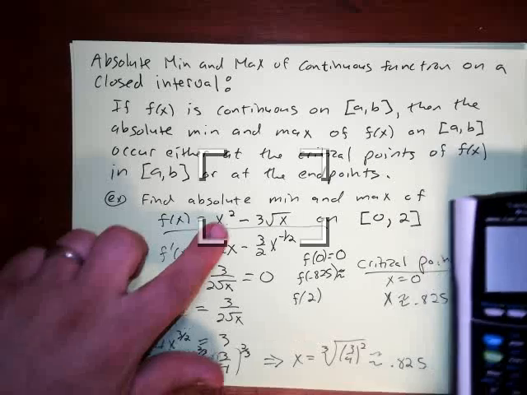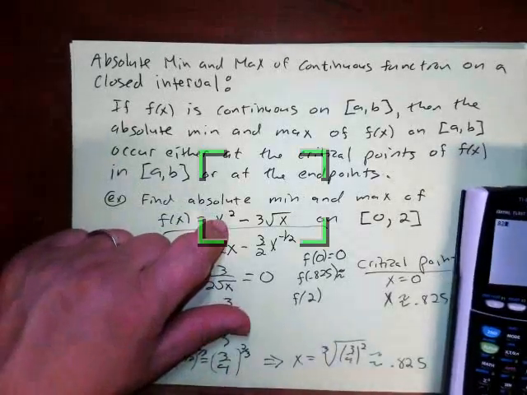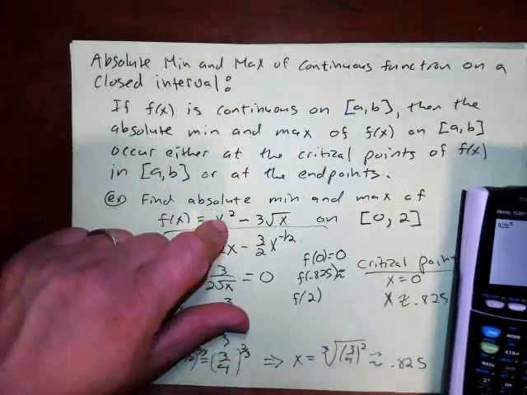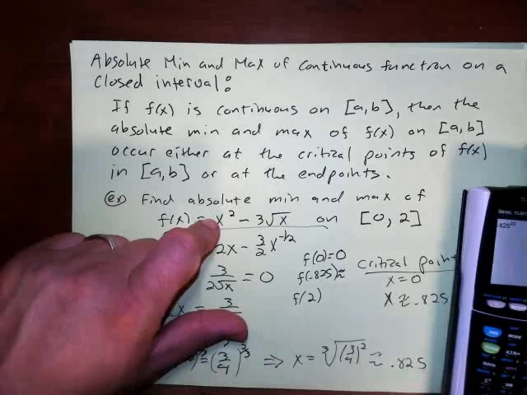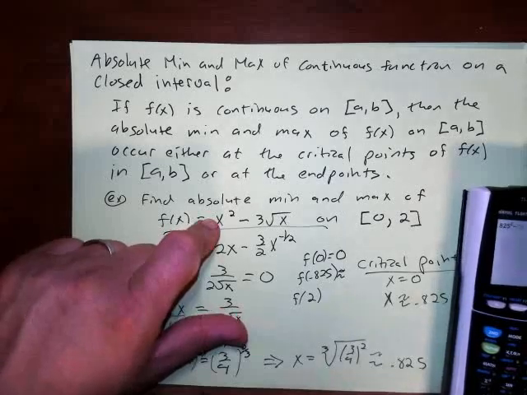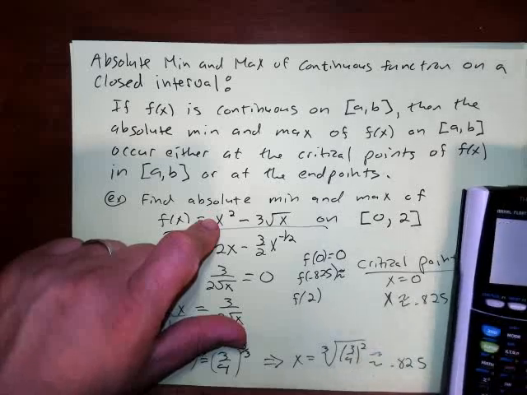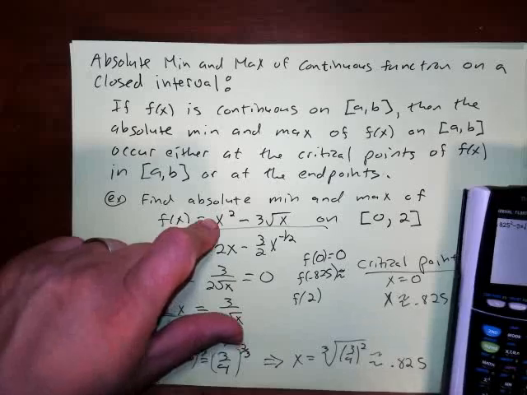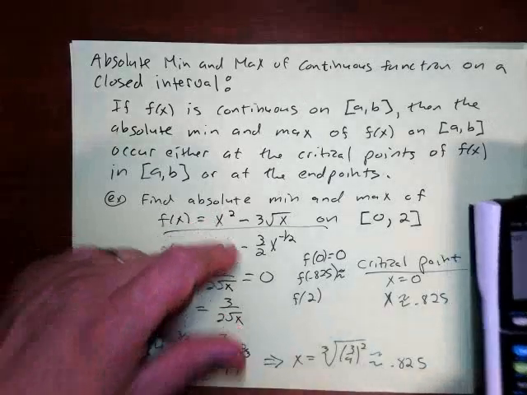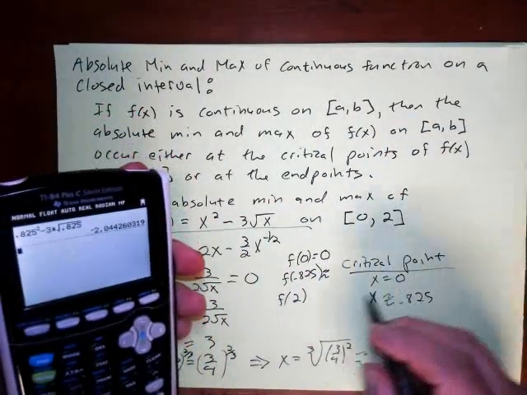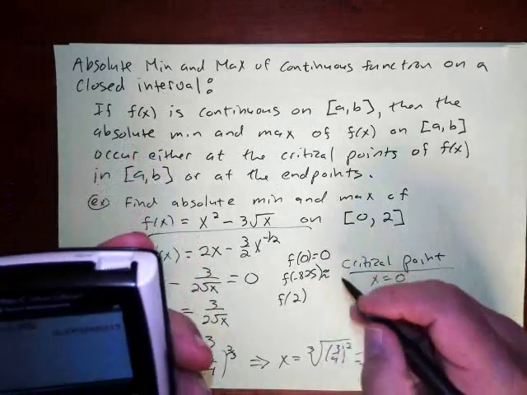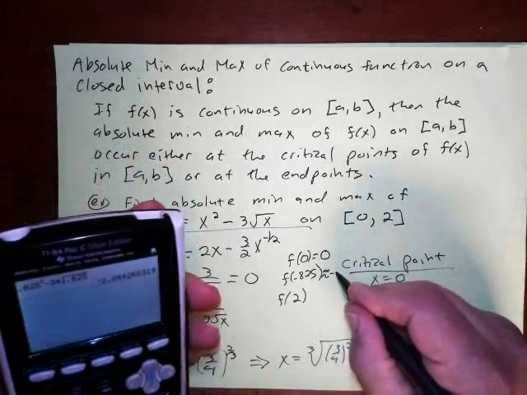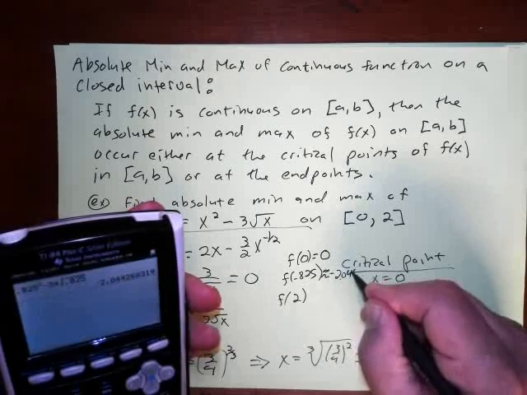So this would be 0.825 squared minus 3 times the square root of 0.825. And this is approximately negative 2.044, so negative 2.044.